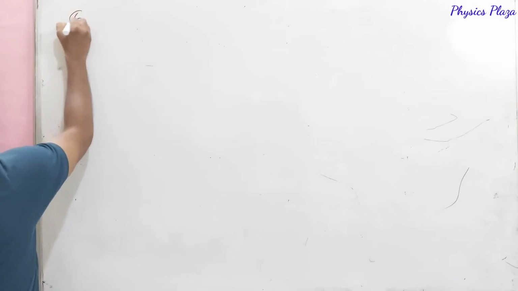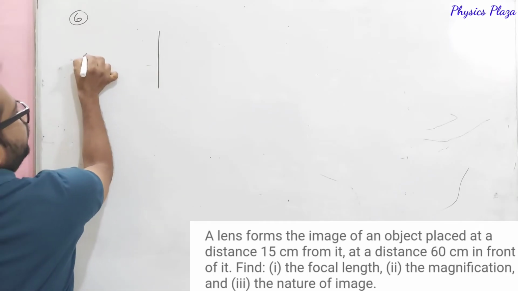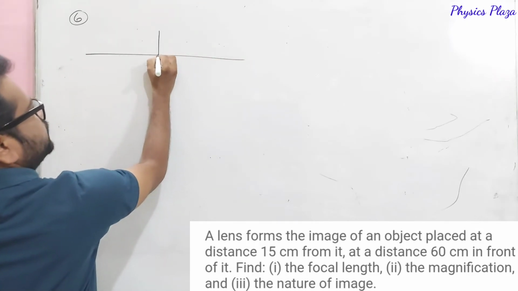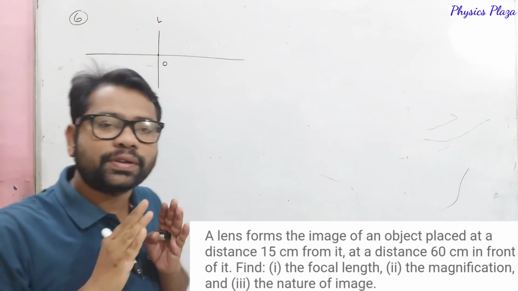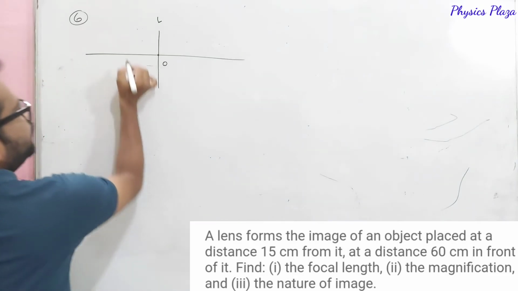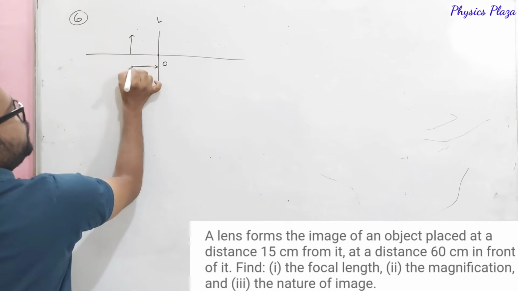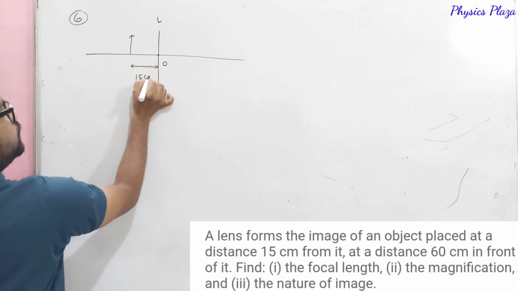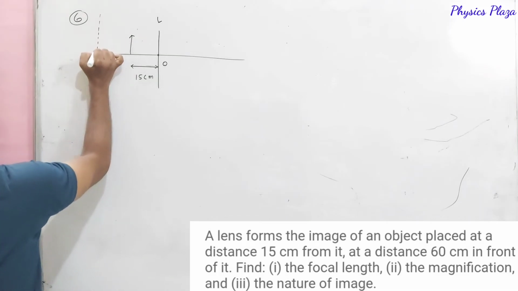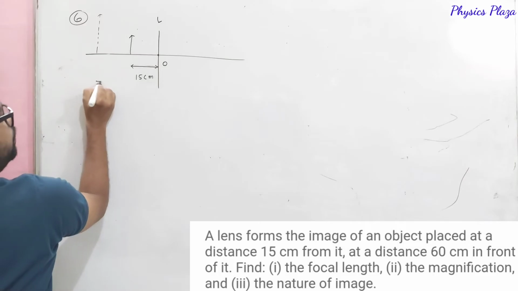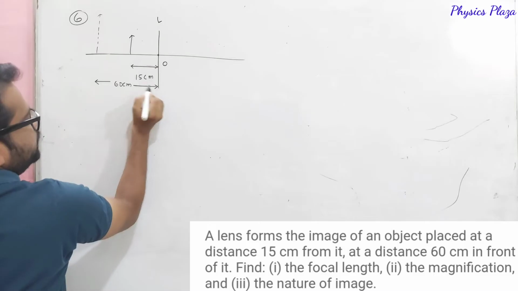So next, in question number 6, children, it is given that here is a lens, and let us say the principal axis and its optic center. In front of this lens L, it is not mentioned whether it is a convex lens or a concave lens. Here an object is placed at a distance of 15 centimeters in front of it, in such a way that a virtual image is formed in front of it only, at 60 centimeters.